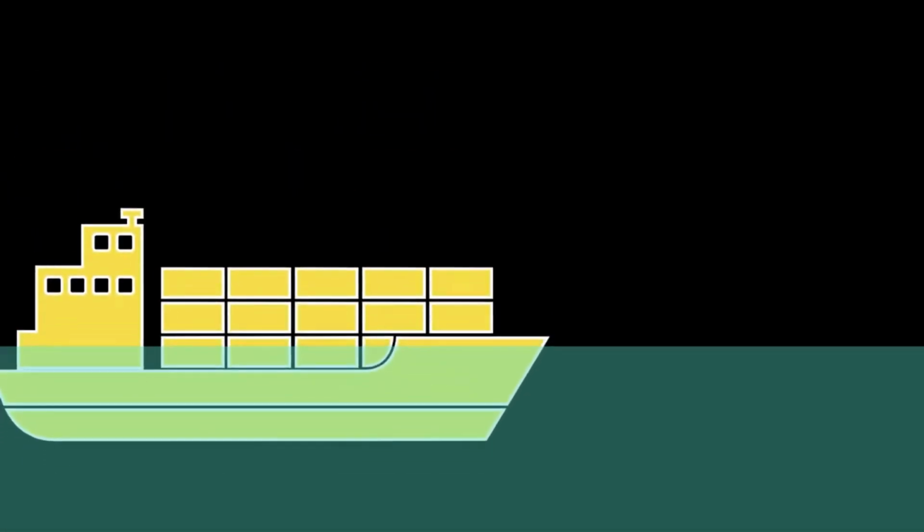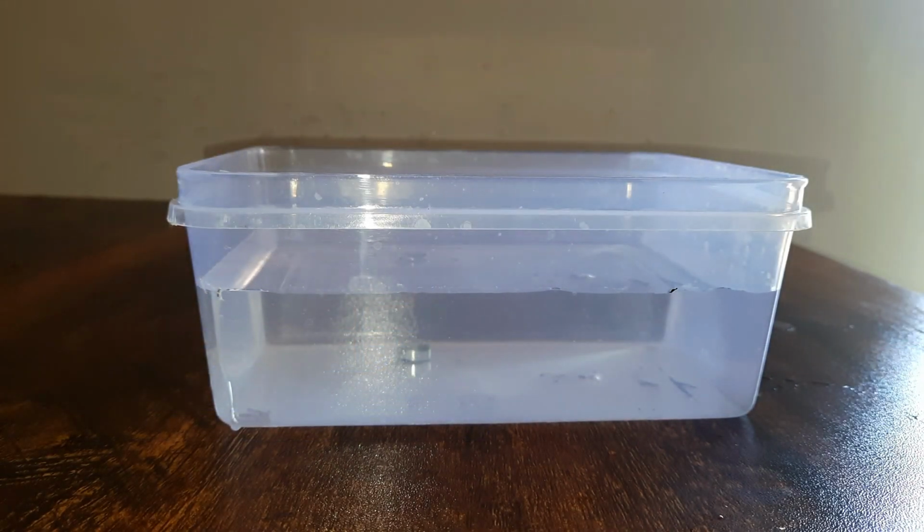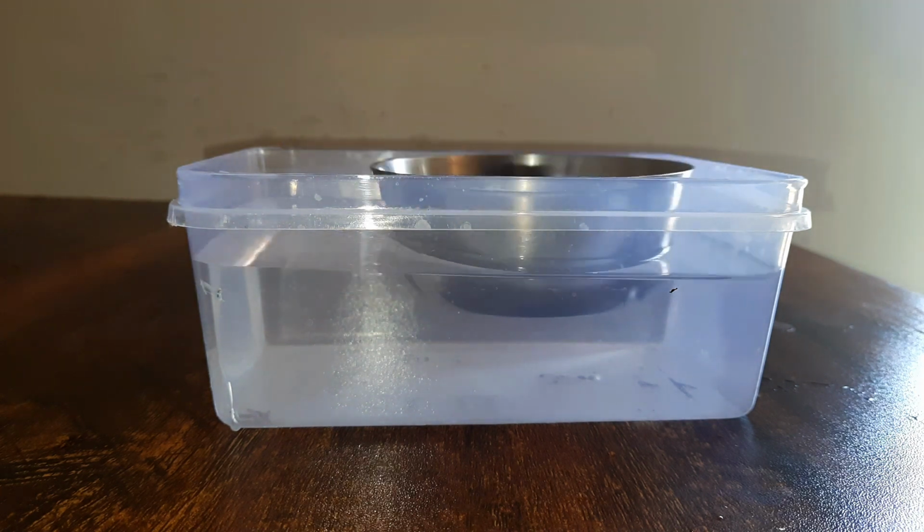How is it that an extremely heavy ship made of metal floats on water, but a tiny piece of metal like a spanner easily sinks into it? Let's understand this through an activity. I have a small piece of metal and this metal easily sinks in water. And I also have a steel container which floats.